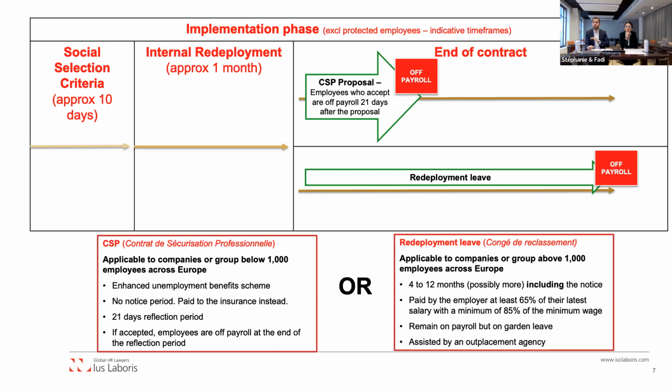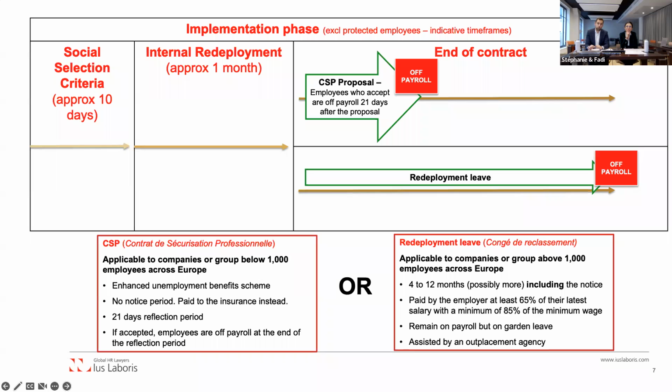Then second hypothesis, you are a big group, more than 1,000 employees across Europe, and you have to offer at your cost the redeployment leave, which is going to be 4 to 12 months, sometimes more for larger groups. That's including the notice, and they are paid, of course, the regular salary during the notice, and after that they are paid 65% at the minimum of the latest salary, with a minimum of 85% of the minimum wage. This means that these employees remain on payroll during these 4 to 12 months, possibly more.